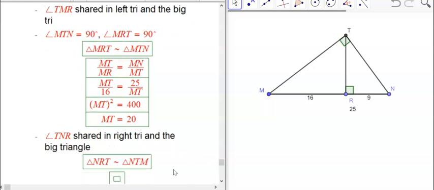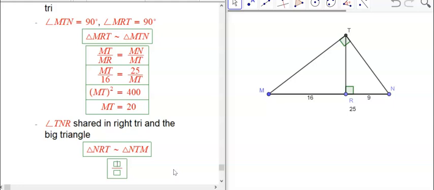Okay, we are totally on a roll. The proportionality statement is now going to be TN, that's another one of the legs of the original big triangle that we would like to find out, over RN.